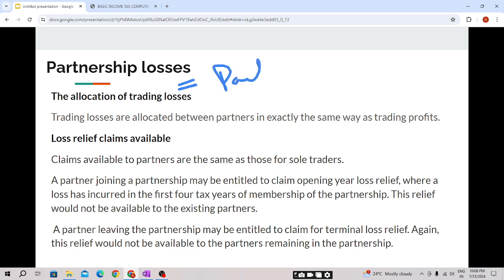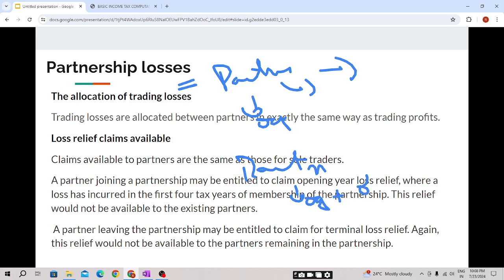I am a partner in a partnership firm. I have been a partner for many years, so ongoing rules will apply. And if a partner is joining new, then the ongoing rule will be applicable, and the opening year loss relief will also be applicable to this partner. Not all partners; we need to see the conditions of the partner.